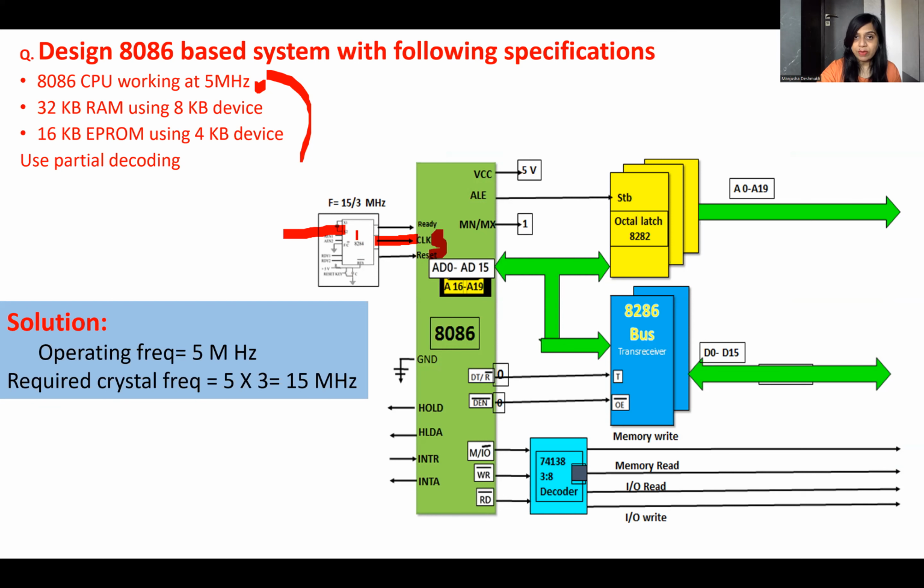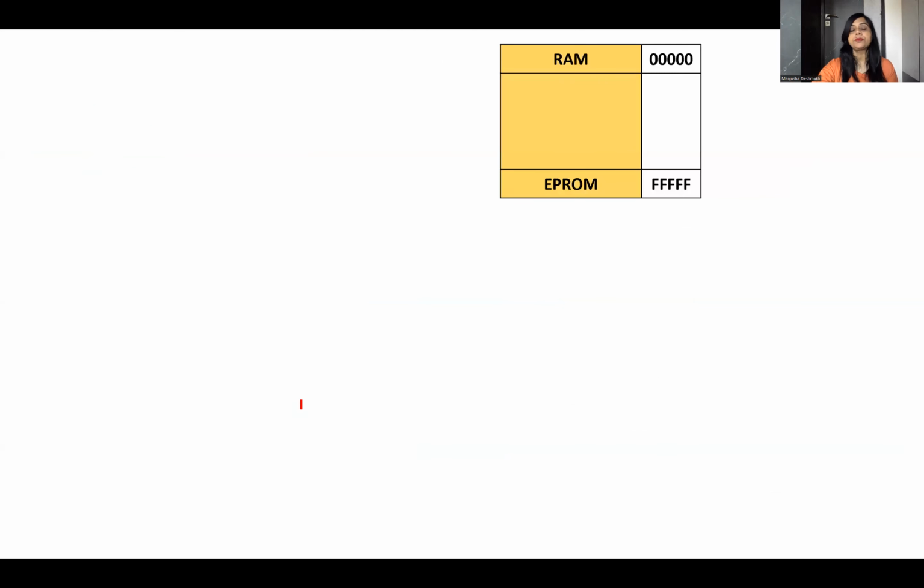So it is going to divide the incoming frequency by 3, and hence the applied frequency should be 3 times. So we have to multiply this 5 by 3. So the incoming frequency should be 15. So 8284 will divide it by 3, and ultimately 8086 will operate at 5 megahertz of frequency. So these calculations are shown. So part 1 is over.